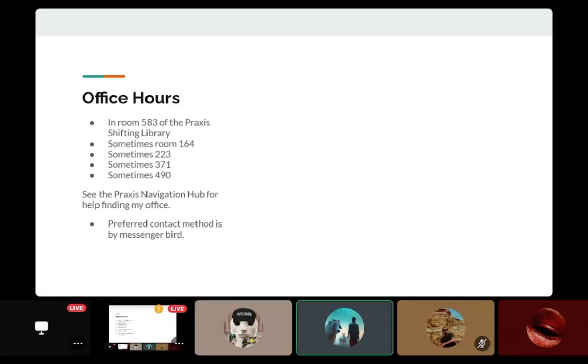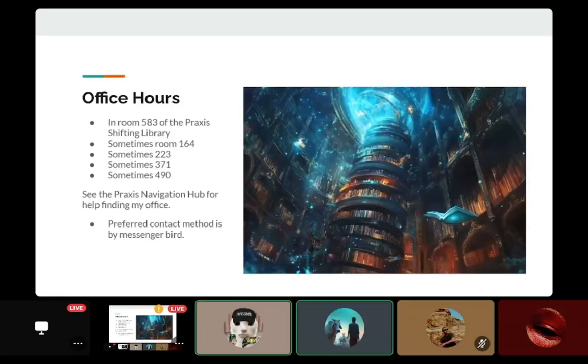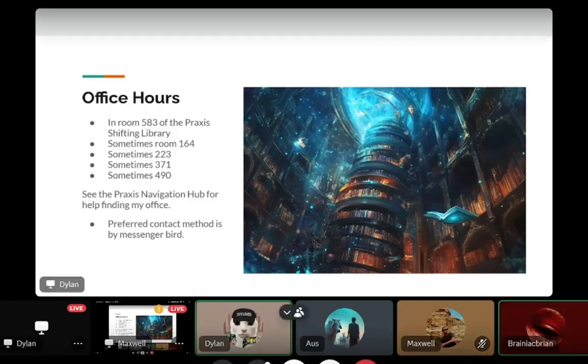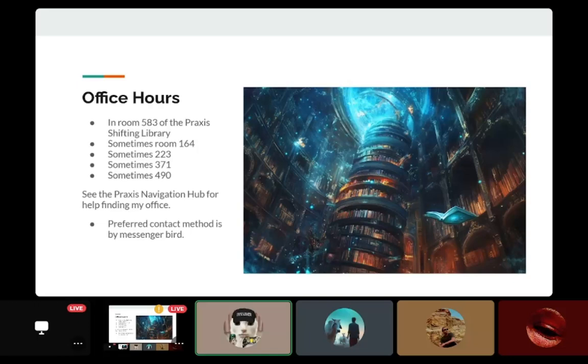Office hours. My office is in the Praxis Shifting Library. The room moves around. It is on a very complicated schedule. Please, if you have any questions about that, forward them to the Praxis Navigation Hub. If you need help finding my office, I do not want you sending me emails or messenger birds about this. Please, Praxis Navigation Hub. It is in room 001 of the Praxis Shifting Library. It is always the first room on your right after you enter.